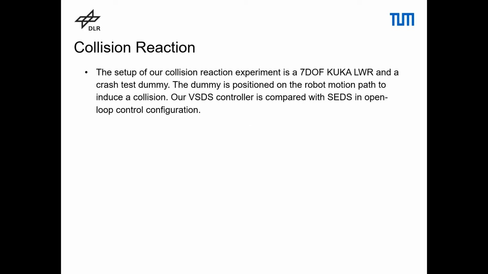The setup of our collision reaction experiment is a 7-DoF KUKA and crash test dummy. The dummy is positioned on the robot motion path to induce a collision. Our VSDS controller is compared with the same setup in open-loop control configuration.